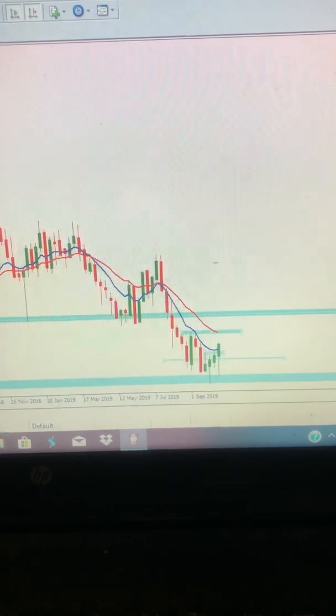So now we're in the support zone, right? And you can see the rejection, right? It hit it and it's going up. So now we're gonna see where it is going. So I go to the weekly time frame, right? So I was saying it's bullish.